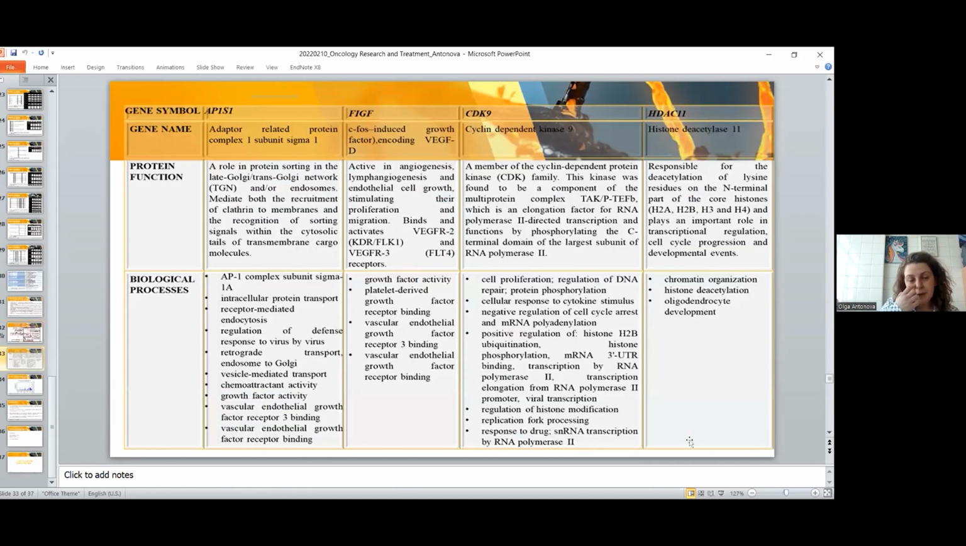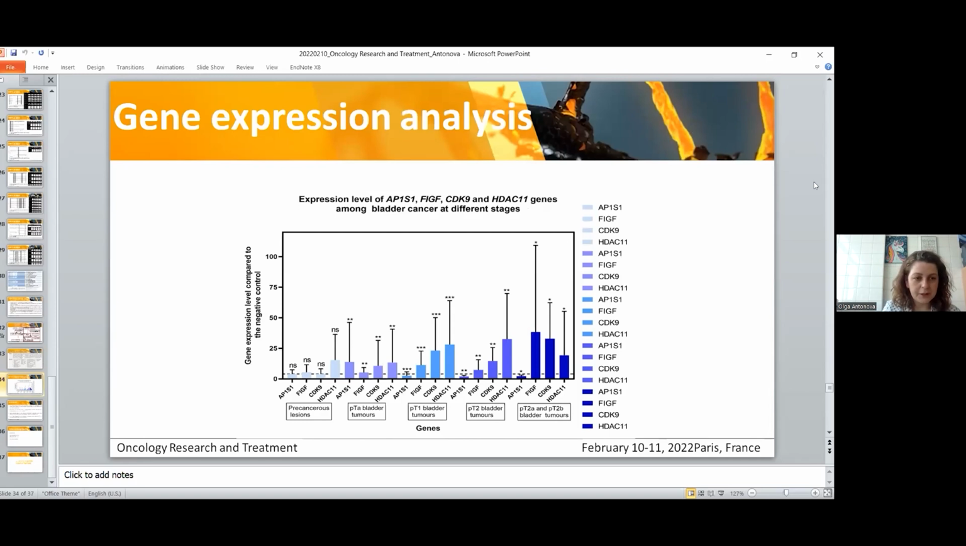And here you can see the information about these genes. AP1S1 is adaptor-related protein complex 1 subunit sigma 1. FIGF is c-fos-induced growth factor, which encodes VEGFD. CDK9 is cyclin-dependent kinase 9, and HDAC11 is histone deacetylase 11, and actually it was found to be involved in one typical endemic disease for the Balkans, Balkan endemic nephropathy. So that's why we chose it. I thought it was interesting.